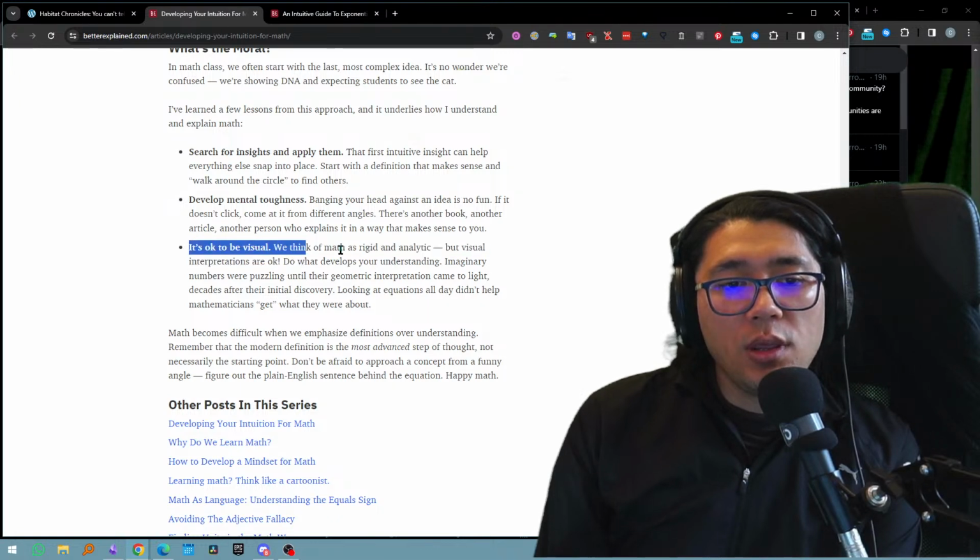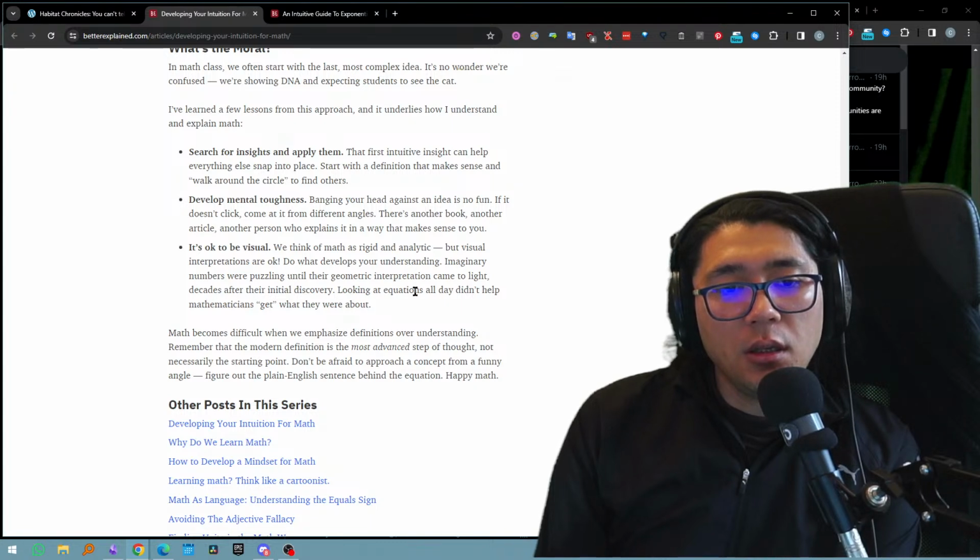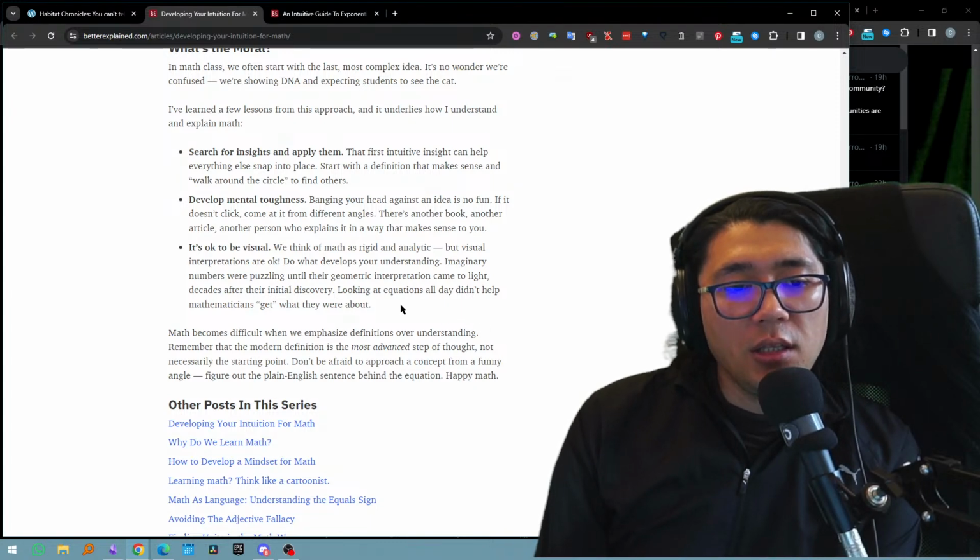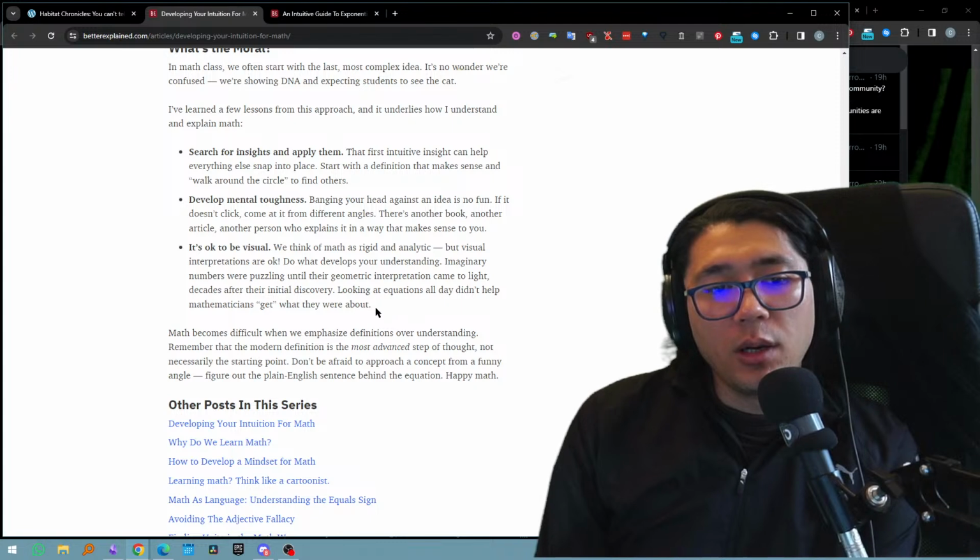It's okay to be visual. We think of math as rigid and analytic, but visual interpretations are okay. Do what develops your understanding. Imaginary numbers were puzzling until their geometric interpretation came to light, decades after their initial discovery. Looking at equations all day didn't help mathematicians get what they were about.